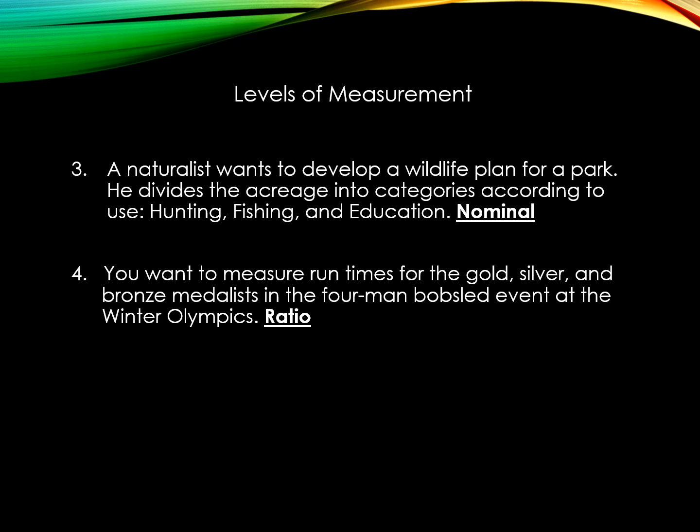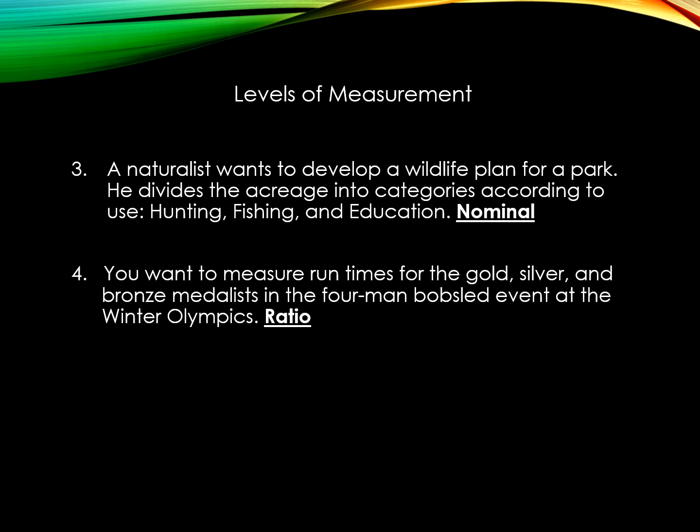Okay, let's take 2 more examples here. A naturalist wants to develop a wildlife plan for a park. He divides the acreage into categories according to use: hunting, fishing, and education. So there is no real ranking here. We're not saying hunting versus fishing versus education is in any type of order. We just have general areas and categories. Because of that, this is nominal level data. There's no ranking.